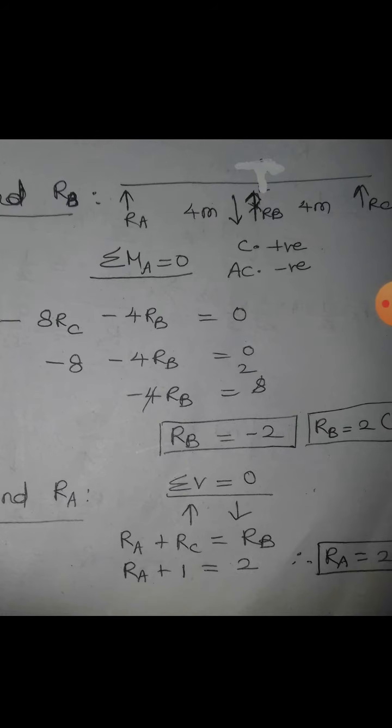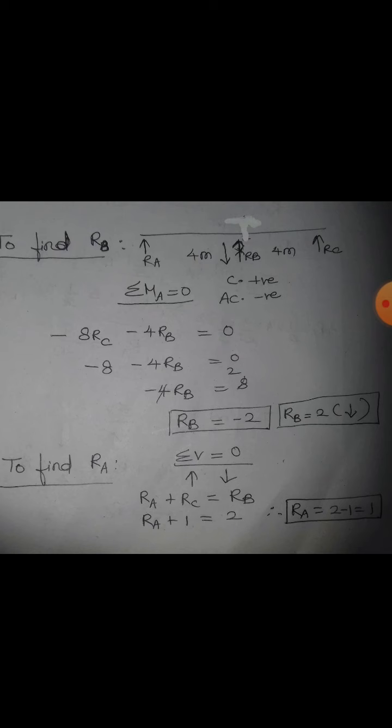So again I change the diagram. I have crossed out RB acting upward, and marked it as downward. To find RA, let us apply summation V equal to 0, where RA plus RC are acting upward, whereas RB is acting downward.